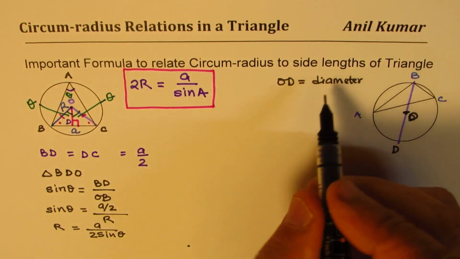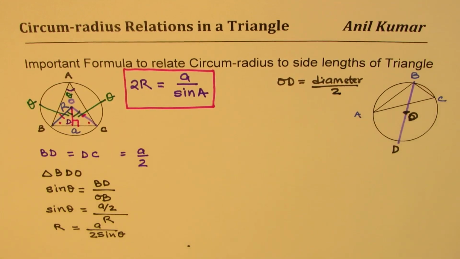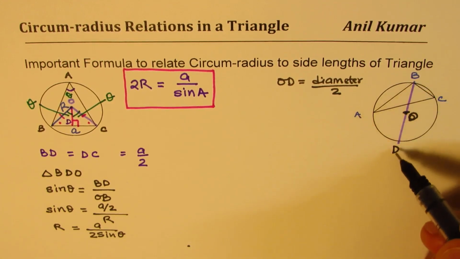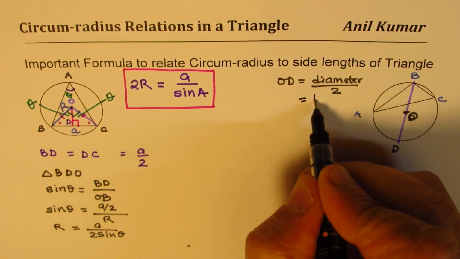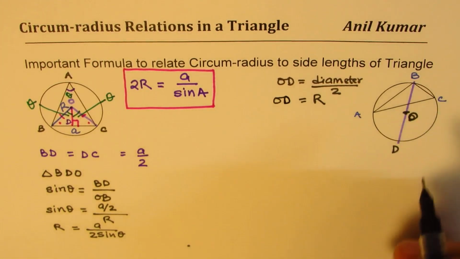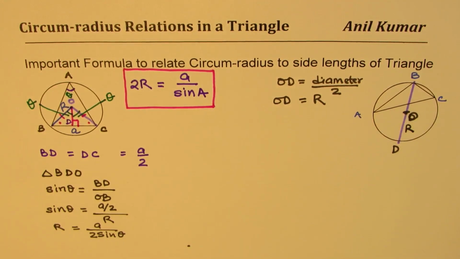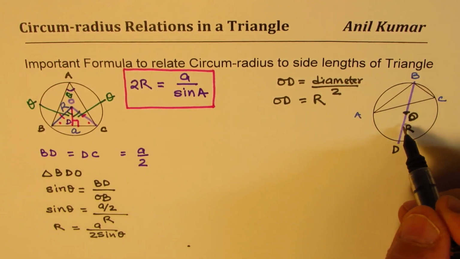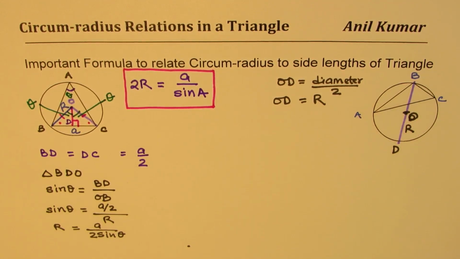Half of the diameter. Because B to D is the diameter, I wrote OD, half of the diameter. So which is the radius R for us? So we'll call this radius R, the circumradius. Now we need to find this radius with respect to sides ABC of a triangle.